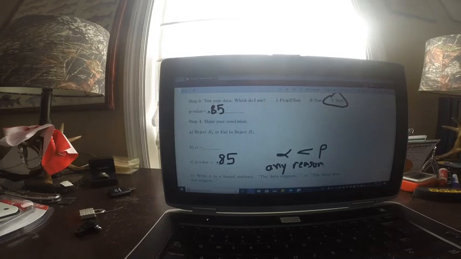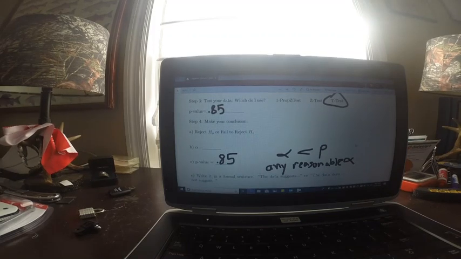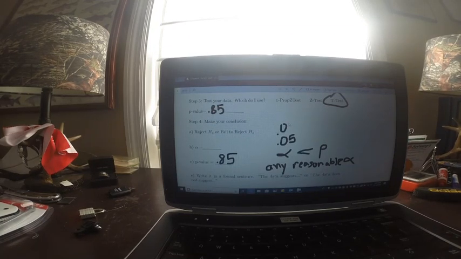Like I said, all your examples that you'll have to do for testing, quizzes, and homework should have an alpha value on them. But in real life, we're not always given an alpha value. But sometimes we wind up in a case like this, where if you choose any reasonable alpha, if this would have been 0.05, 0.05 is definitely less than 0.85. If it would have been 0.01, 0.01 is definitely less than 0.85.